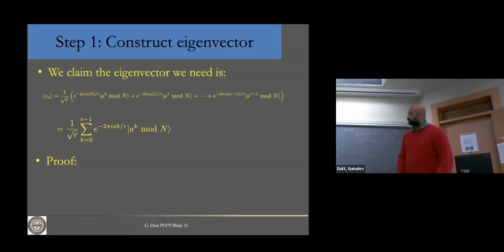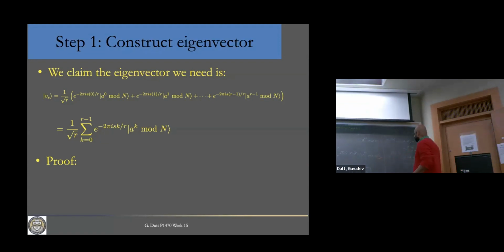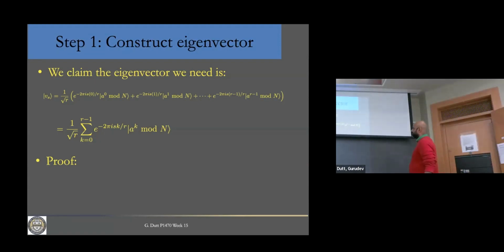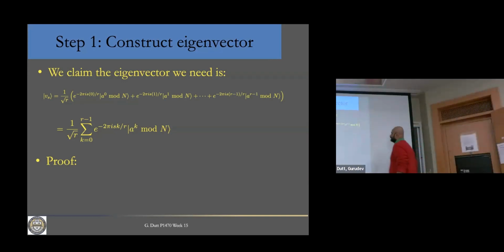So Vs is indeed an eigenstate of U with the eigenvalue e to the 2 pi I s divided by r. Okay. Yeah, and here's that series again. You can see it here again.